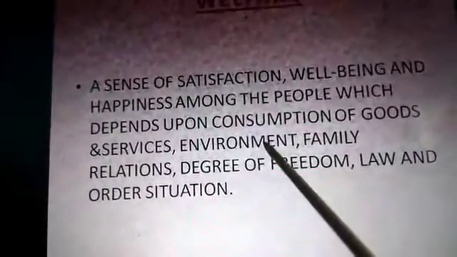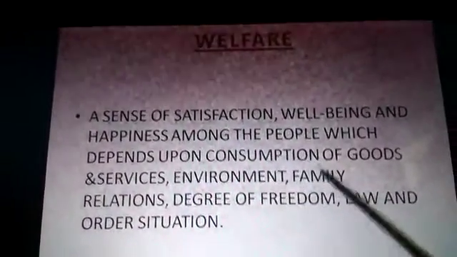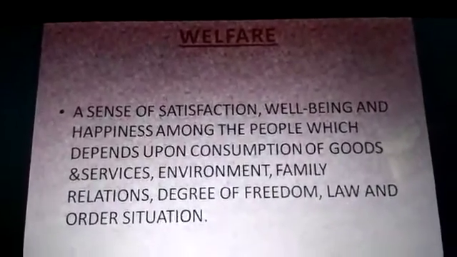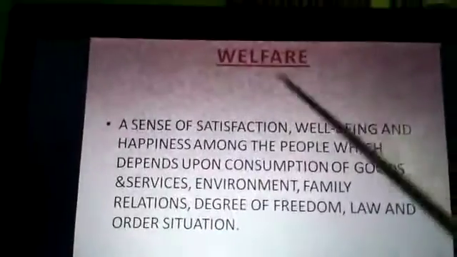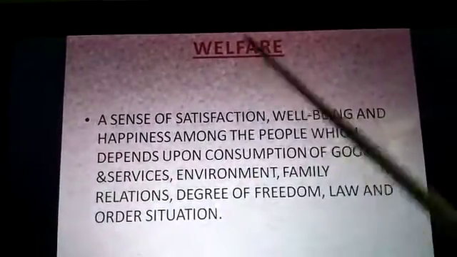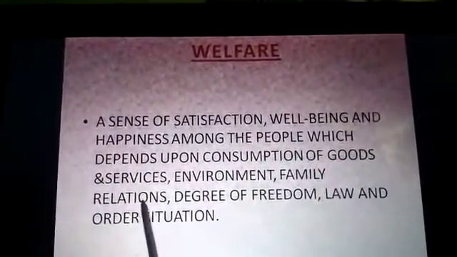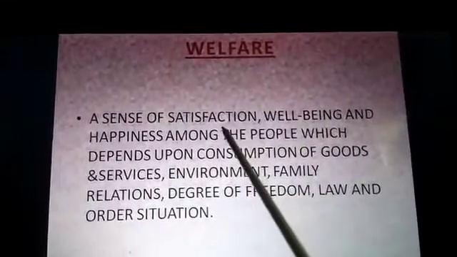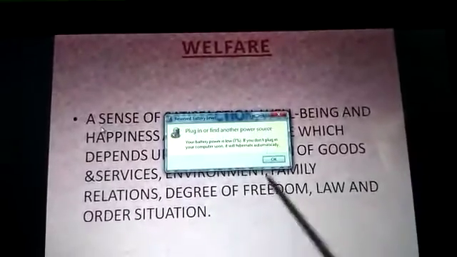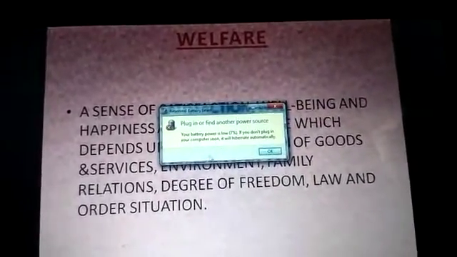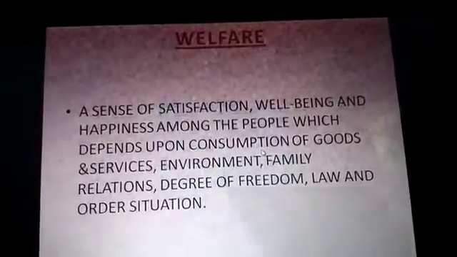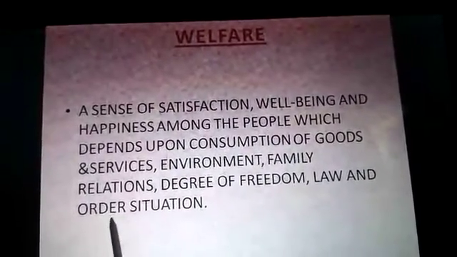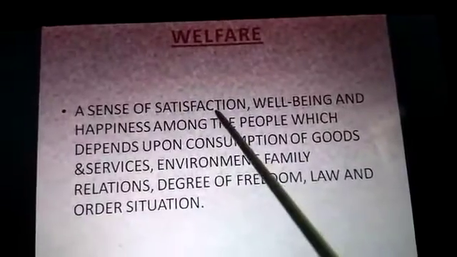Then his environment, where he stays, his family relations, the freedom he possesses, the law and order situation in the country is all together responsible for welfare of a person. Okay, say family relations. If his family relations are strained, there's always a fight in the family, he will not be satisfied. Suppose he is not free to do whatever he wishes to, then he will not be satisfied. Okay, that degree of freedom provides him satisfaction. If there is unruly condition in the country, he is not satisfied.